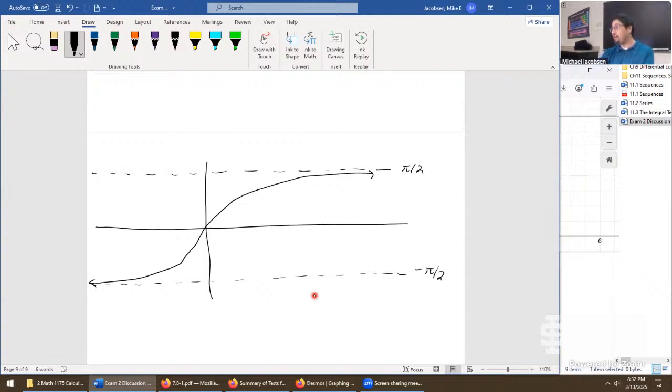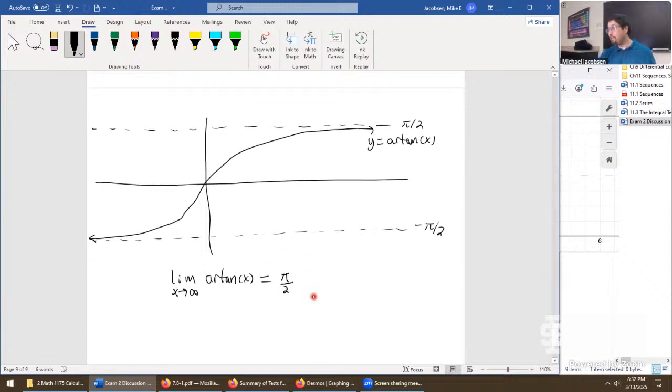If any limit occurs with y equals arctan x, it's done just strictly through these graphs. So it would be the limit as x goes to positive infinity of arctangent x, which is one asymptote, positive pi over 2. And if you change the direction, you get the other asymptote. The limit as x goes to negative infinity of arctangent x would be negative pi over 2.